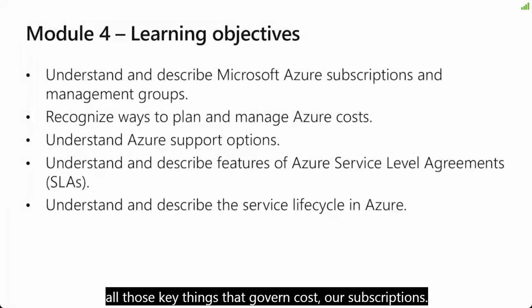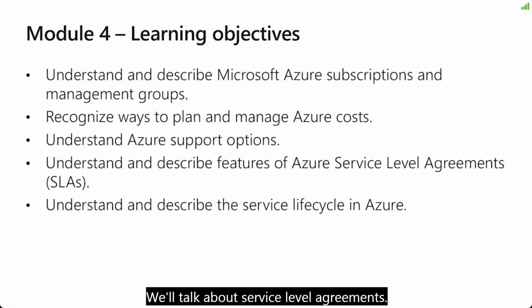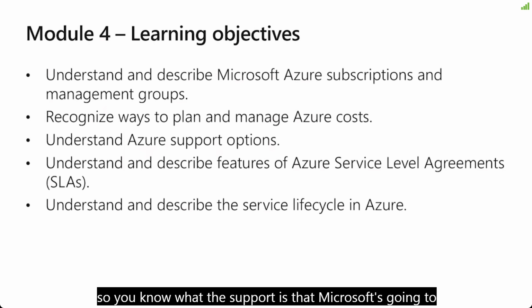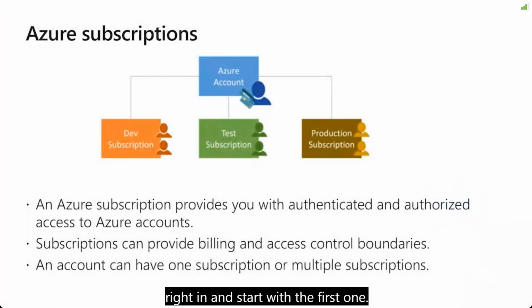So inside this section, we're going to talk about all those key things that govern cost, our subscriptions. We'll talk about service level agreements, especially when you use more than one Azure service. You have to understand how to create what is called a composite SLA, so you know what the support is that Microsoft's going to give you for that solution that uses multiple services. So let's hop right in and start with the first one, subscriptions.